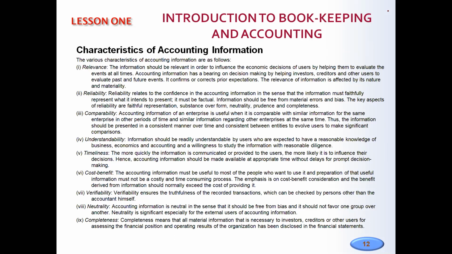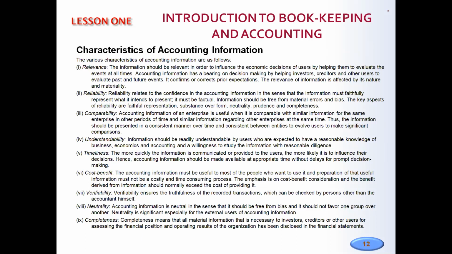The relevance of information is affected by its nature and materiality. So it is important that the information you're providing to these people is relevant to them. For example, the information that the revenue collector, like FIRS, Federal Inland Revenue Service, needs in your financial record is different from the information an investor needs. So they are looking for different things. Federal Inland Revenue is looking for the amount of tax they're going to collect from you, while an investor is looking for how profitable the business is, and how much he can get as a return on his investment. Of course, the same thing with creditors and other people.